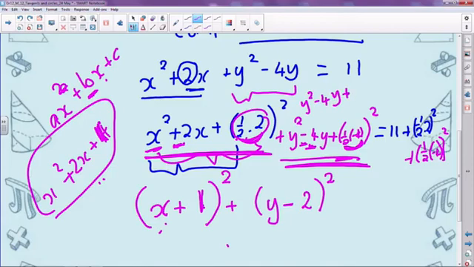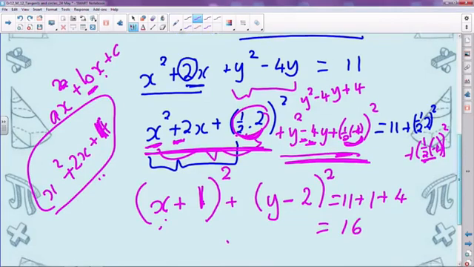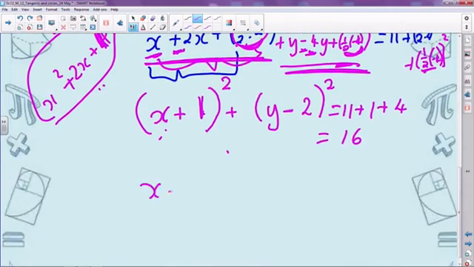All right, so you could say, okay, well, 2 squared, that's going to give me 4, and you could then factorize that the long way. All right, but we're not doing that. And then on the other side, I've got 11 plus 1 squared, which is just going to give me 1, plus a half times minus 4, we said that's minus 2. Minus 2 squared is just 4. So we've got 11 plus 1 plus 4, which is going to give me 16. So now we're happy because now this looks like the general form of an equation with center AB.